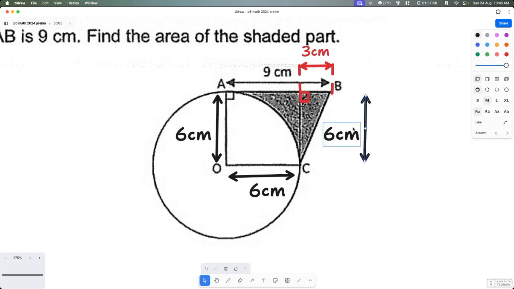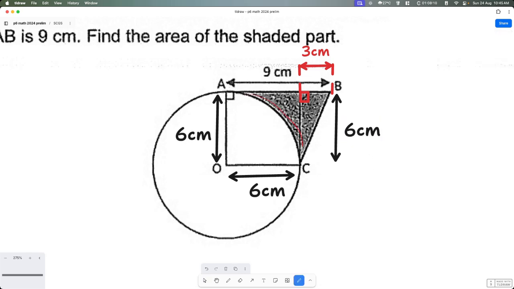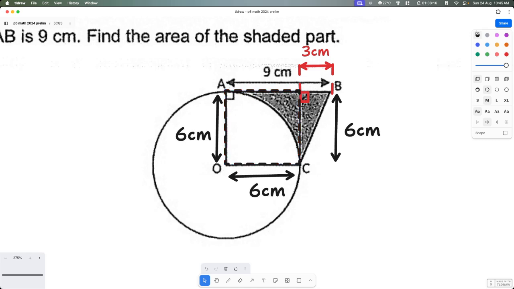Nothing new for this. That is how we get the triangle. Our base is 3 centimeters and our height is 6 centimeters. The next one is, how do we get this? Basically we need to get this whole square, let me put it solid like this, and then we minus the quadrant over here. So I'm going to put an arrow.